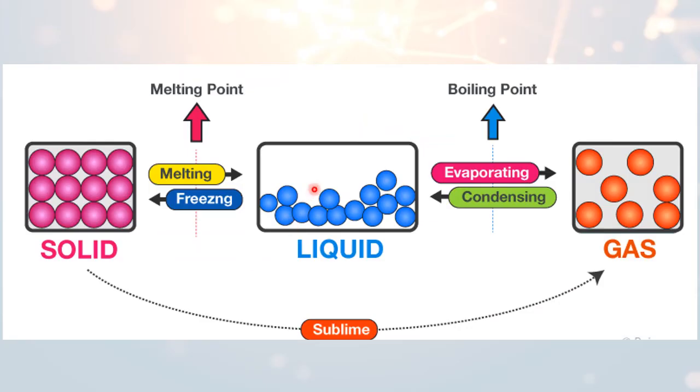Look at this picture. This is liquid water, this is solid water, and this is gaseous water. When liquid water is converted to solid water, that is called freezing. If solid water is converted to the liquid state, that is melting. So the point is the melting point. Then this is the liquid state, and the liquid state being converted to the gaseous state is called boiling. So the point is the boiling point.